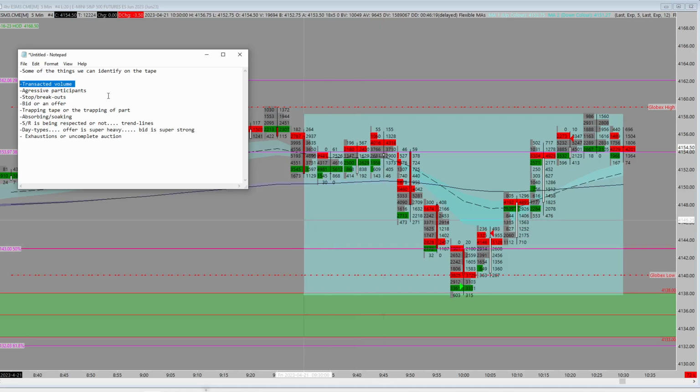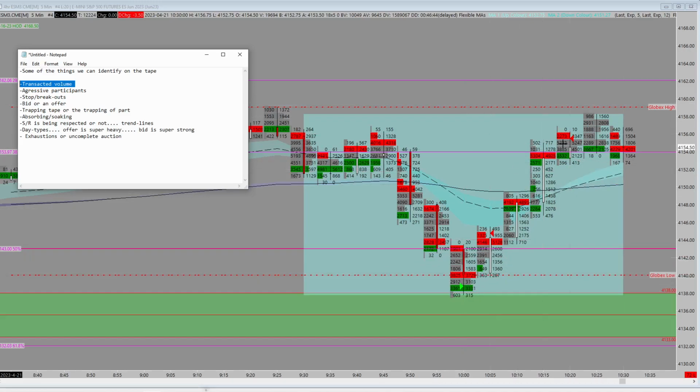So we could see aggressive participants when we're trading into an area, if there's a lot of buy orders going through, or if there's a lot of sell orders. Each mean different things, and each mean different things in different locations. So that would be something like an aggressive participant. Sometimes you have low slamming shorts who get super aggressive, and if we pop over them, they would be the fuel for an up move.